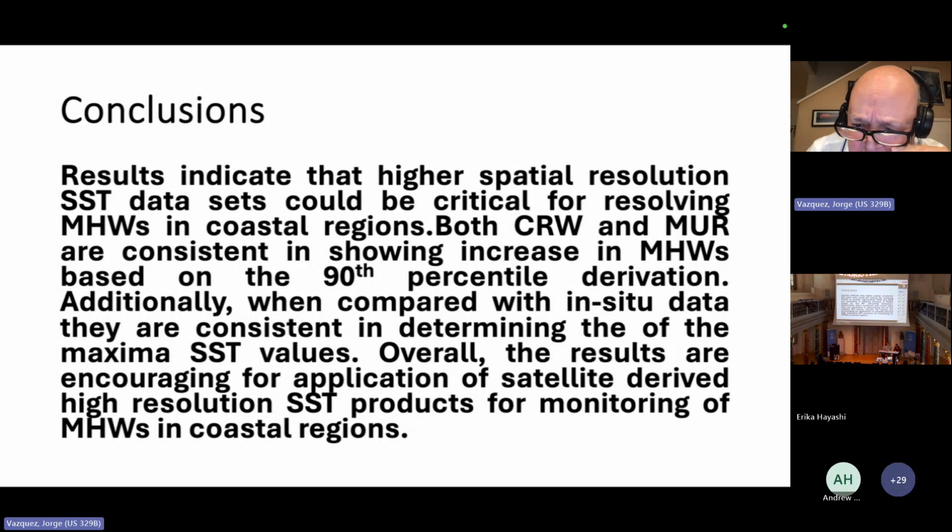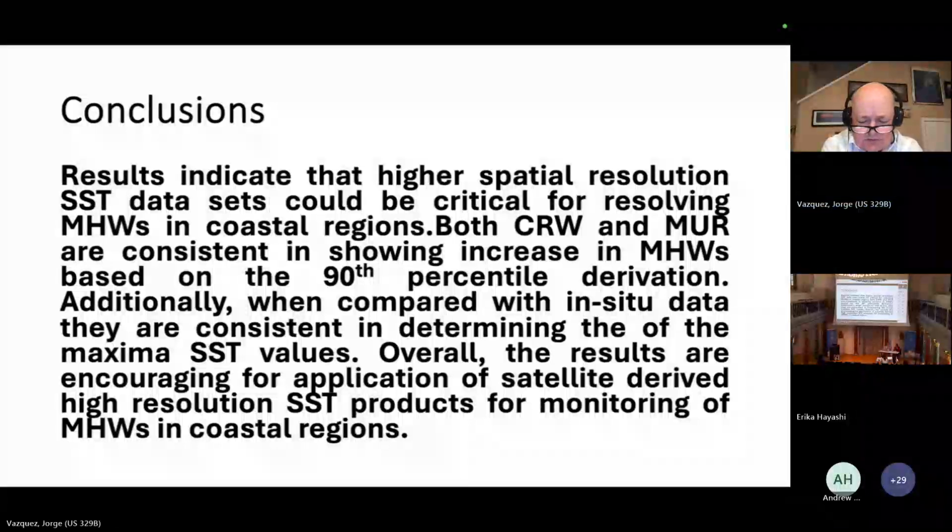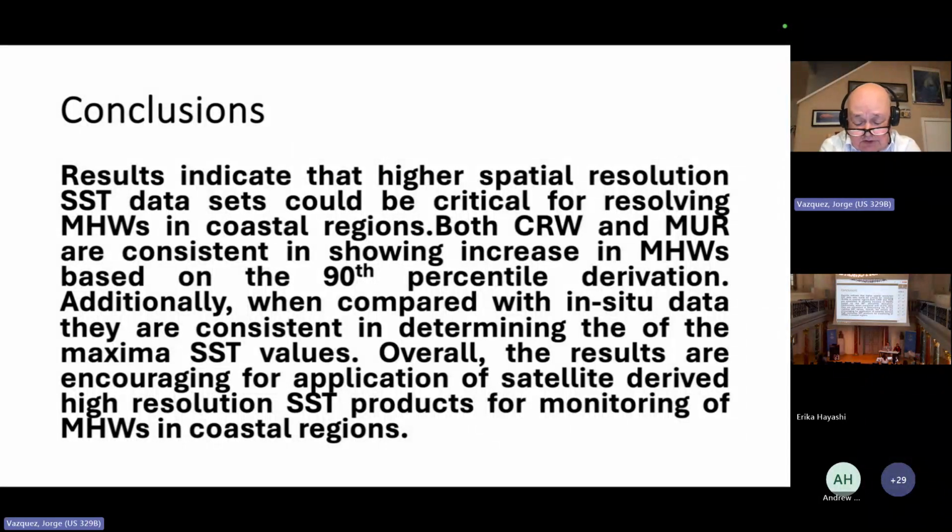And when compared with the in situ data, they are consistent in determining the maximum of SST, when the maximum SST values occurred, and in general the degrees Celsius above the 90th percentile. Overall, I think the results are encouraging for application of satellite-derived high-resolution SST products, and also for monitoring of marine heat waves in coastal regions. But it also shows the importance of resolution in future missions like Trishna and applications of ECOSTRESS.